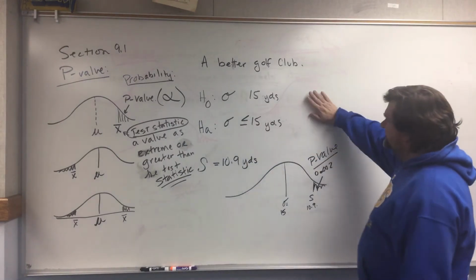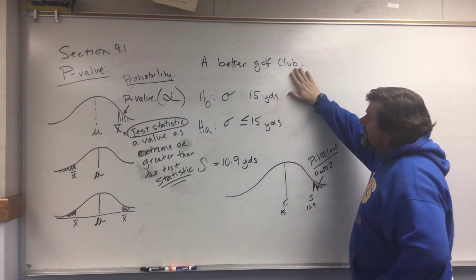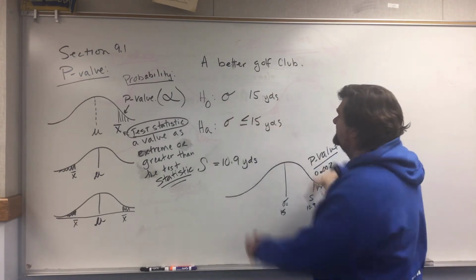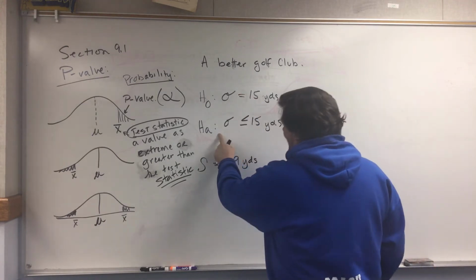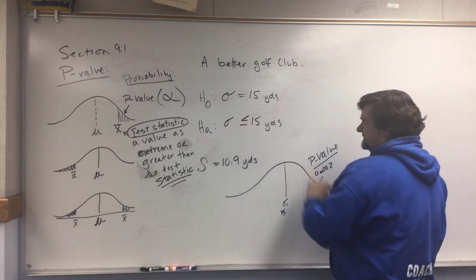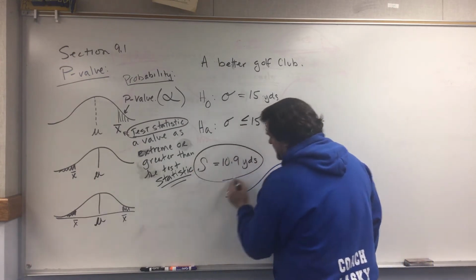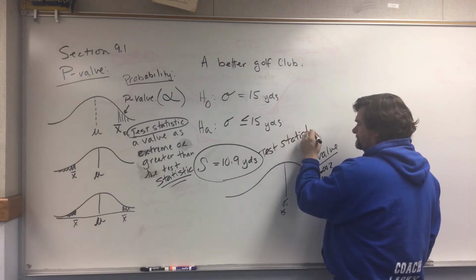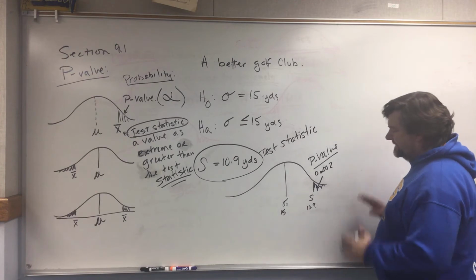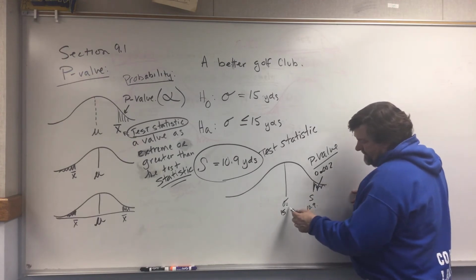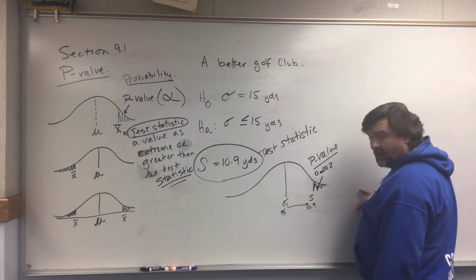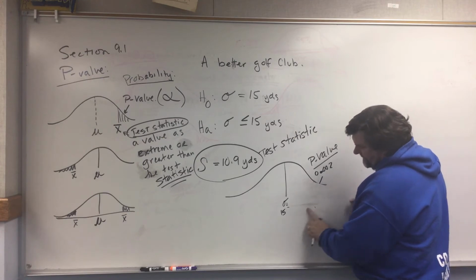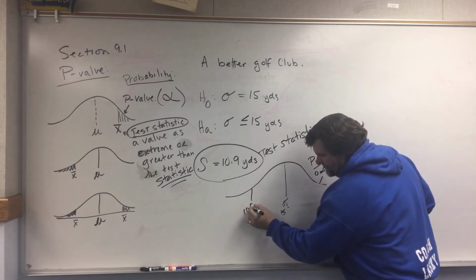So if we're talking about this here, in that example, we're talking about that better golf club. H of O, or the null hypothesis, sigma is equal to 15 yards. H of A, sigma is less than 15 yards. The actual sample or test statistic is 10.9. So what are we asking? We're asking how much farther, I should actually, this is mathematically incorrect. That just bugged me right there. 10.9.